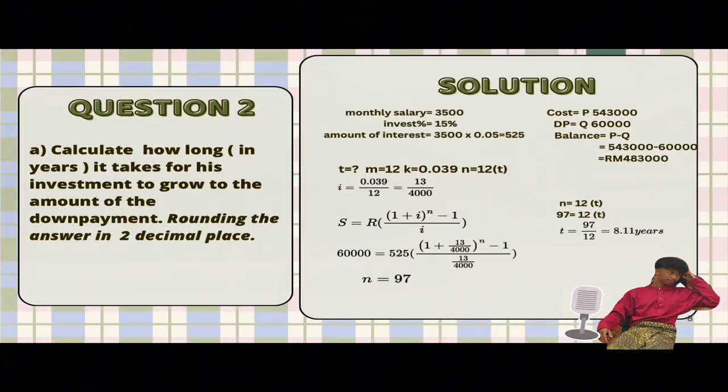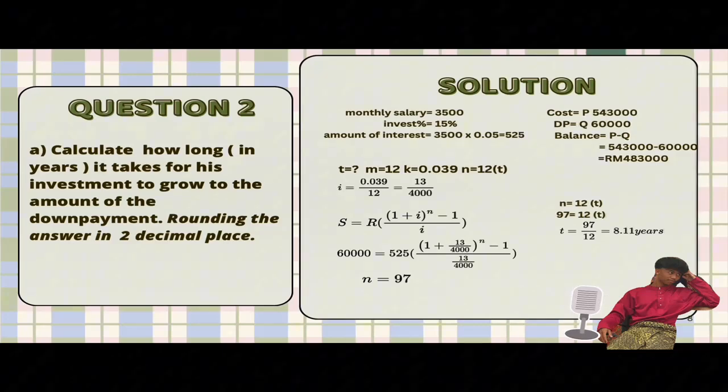Question A. Calculate how long in years it takes for his investment to grow to the amount of the down payment. As we know, his monthly salary is 3,500 ringgit and the investment is 15%, so the amount invested is 3,500 ringgit multiplied by 0.15, which is 525 ringgit.